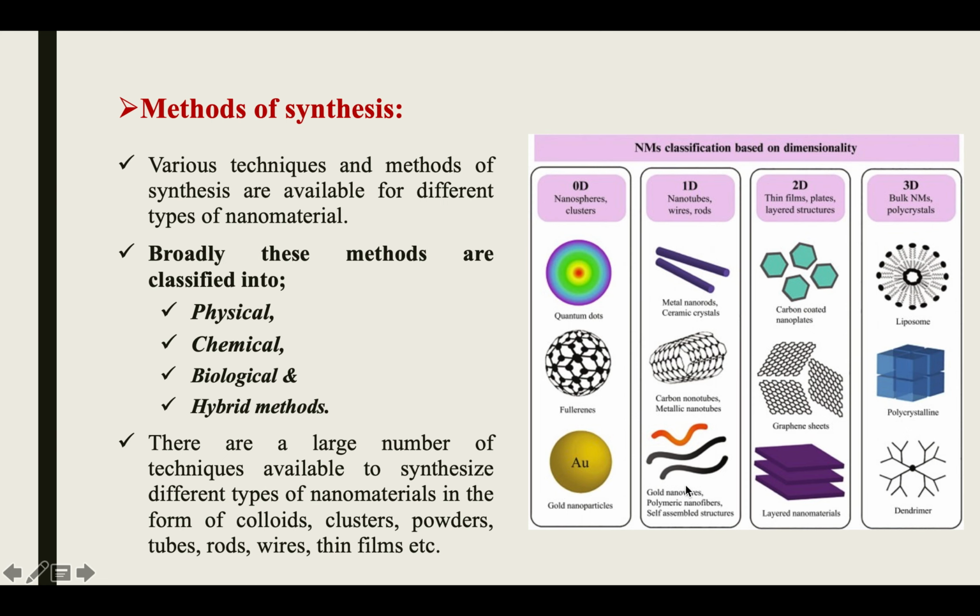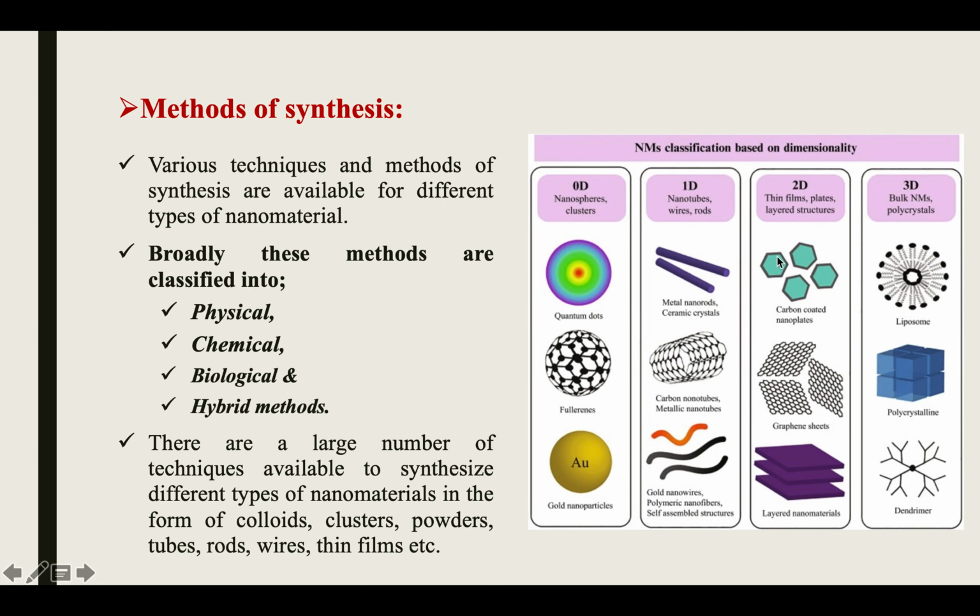Another example is a nanowire. That can be of any length, with any number of flexible nodes. Examples are gold nanowire, polymeric nanofibers, or self-assembled structures. So these are the nanowires.